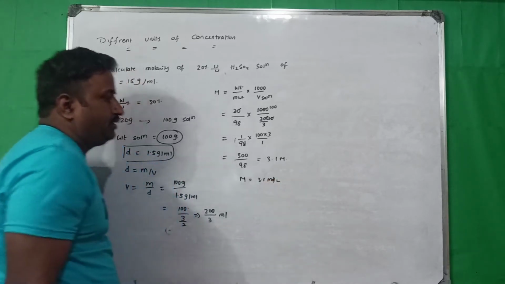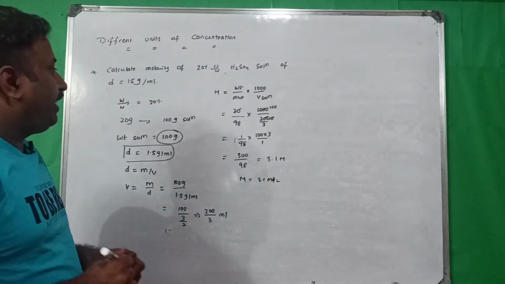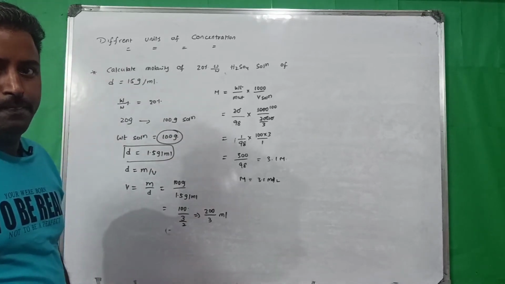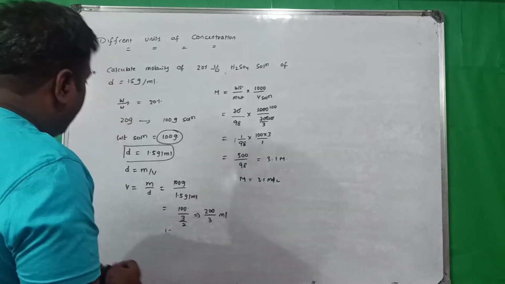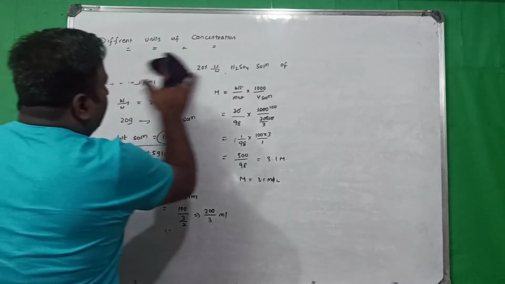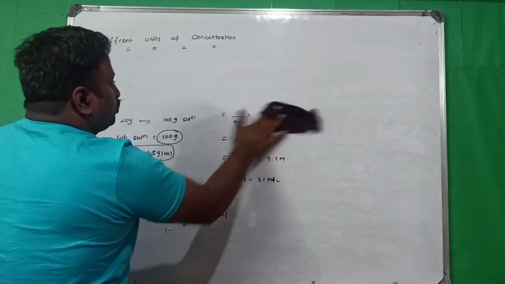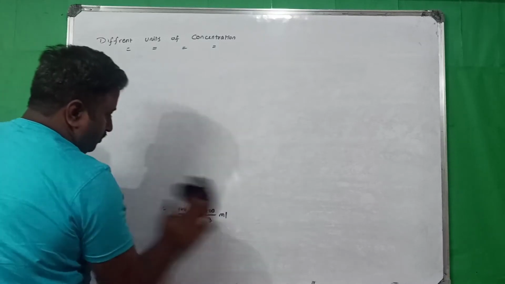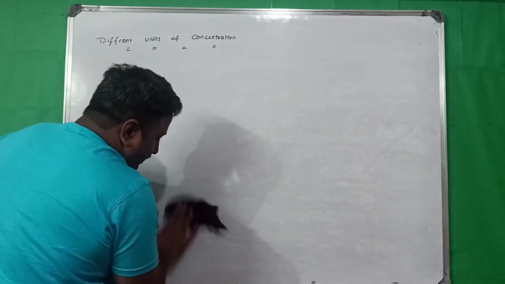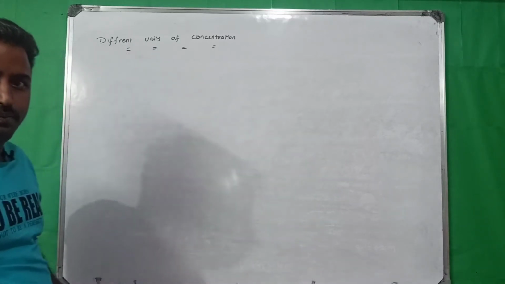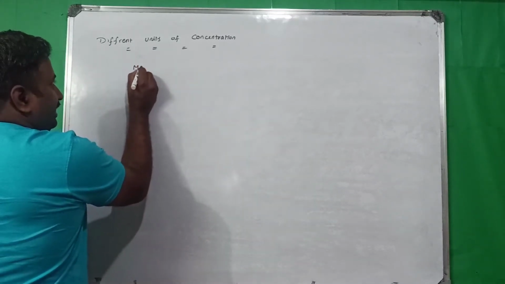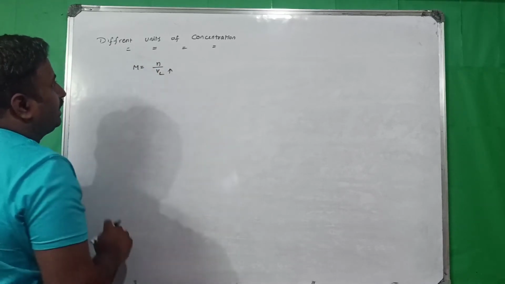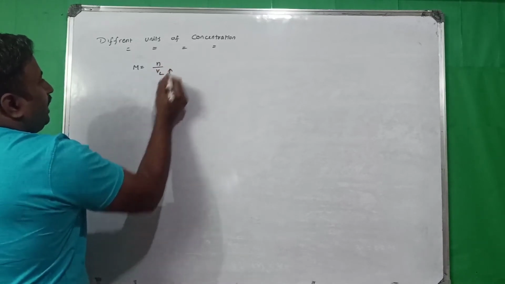So this is how to calculate when they give weight by weight percentage, and we have to convert into molarity. Now let us learn molarity calculation when two solutions are mixed and a solution is diluted. So a solution concentration will vary when you change the volume, because molarity is N by V in liter. If volume increases, molarity decreases. But number of moles can be constant.